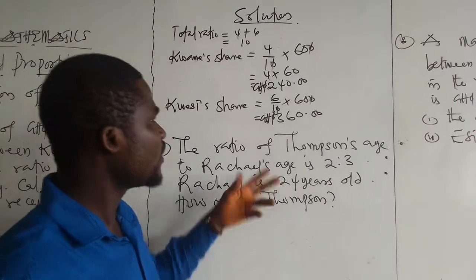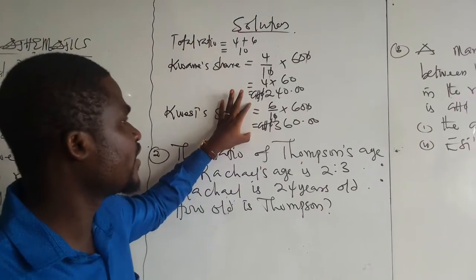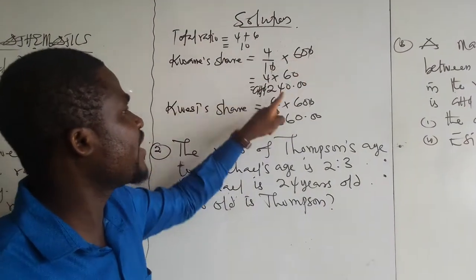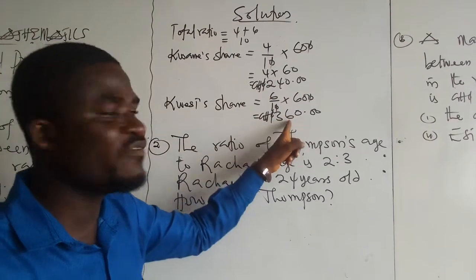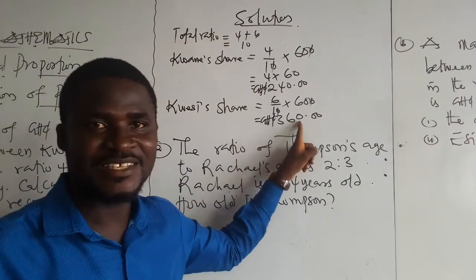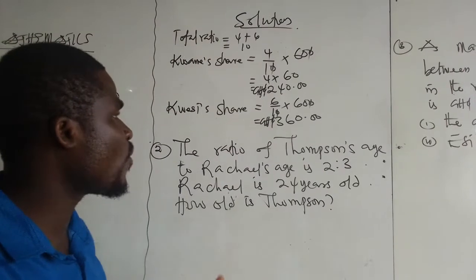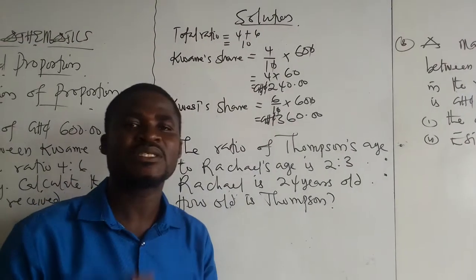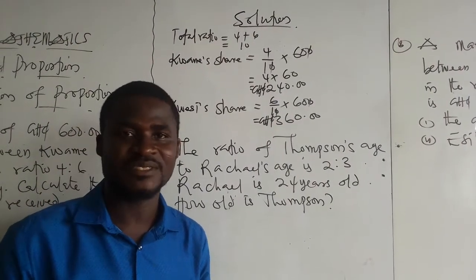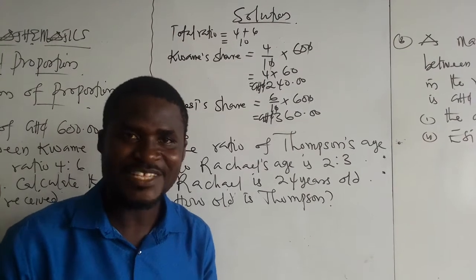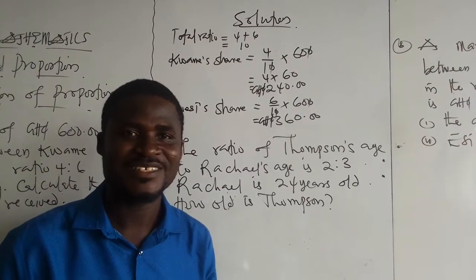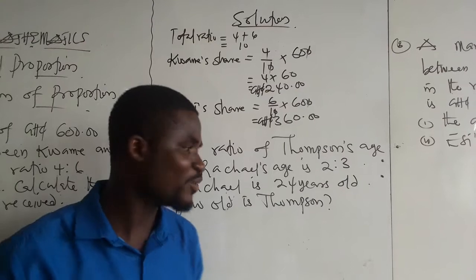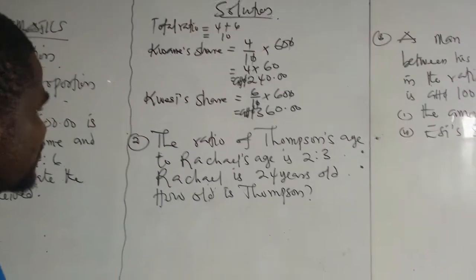So Kwesi's share, you can also do it this way. 600 minus 240, which will also give you 360. So this is how you're going to calculate the amount each received. So take note. It's not difficult. Please, it's not difficult. Okay? Good. Now let's try the second example.